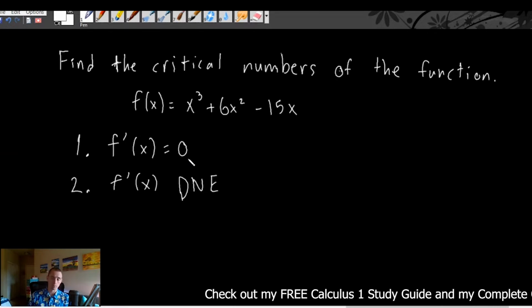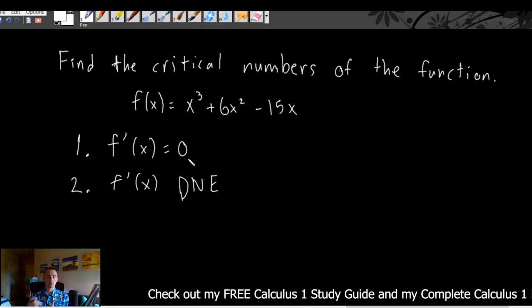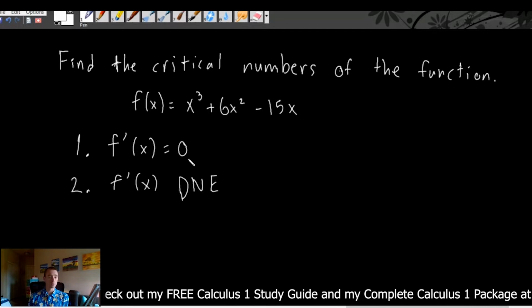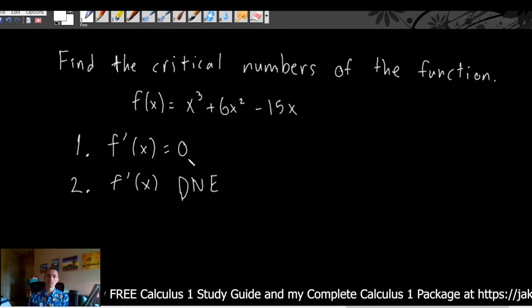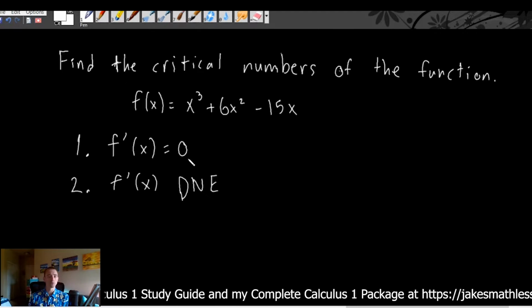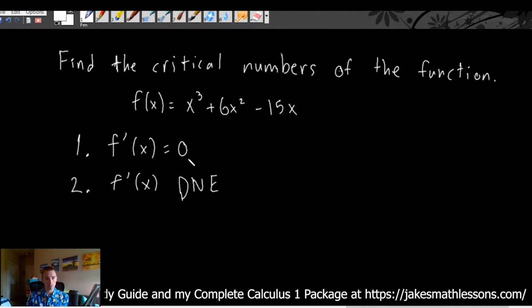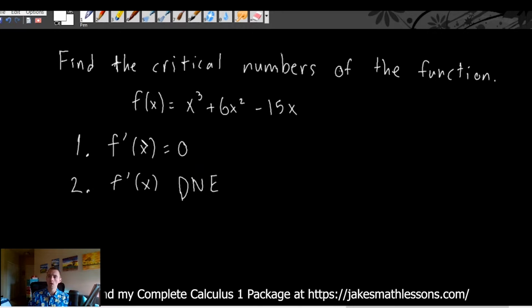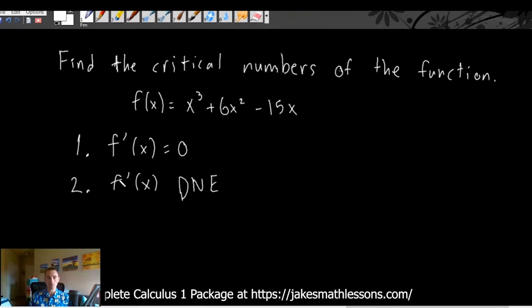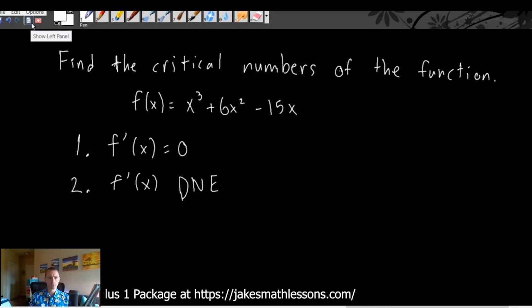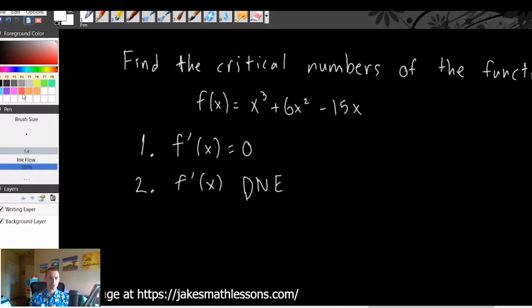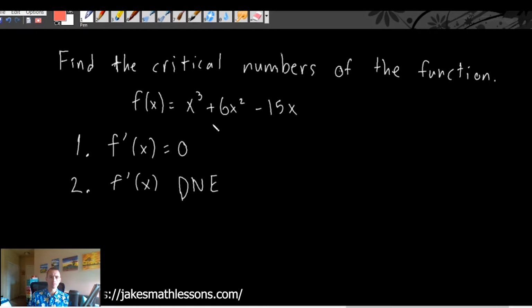The first step when you're trying to find the critical numbers of a function is always going to follow the same process. The first step is always to find the derivative. Both of these conditions require us knowing something about the derivative of the function, so you're always going to start by finding the derivative. Let's go ahead and do that first.